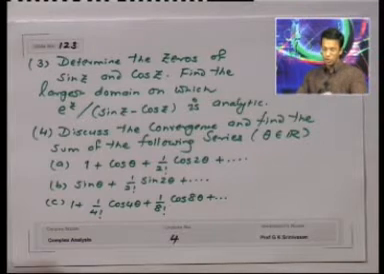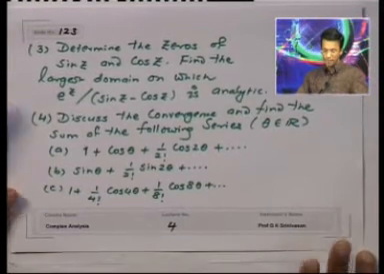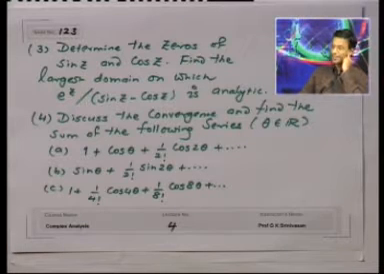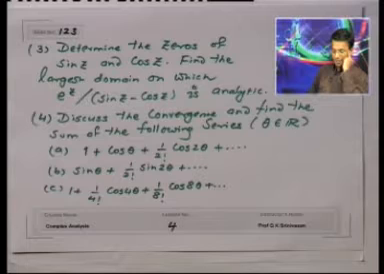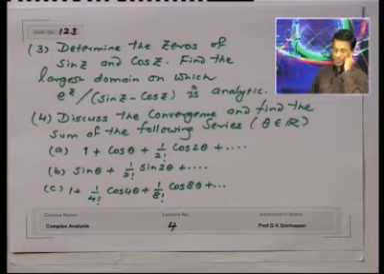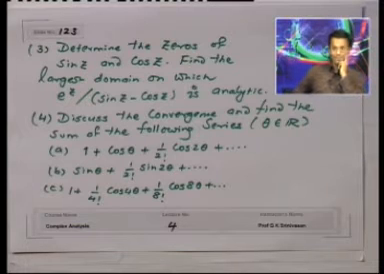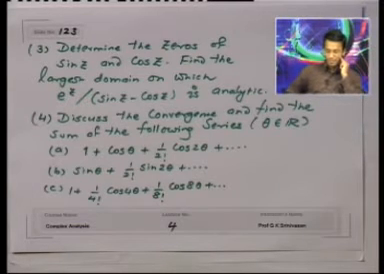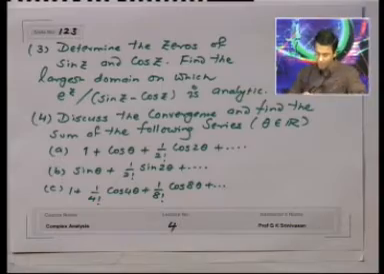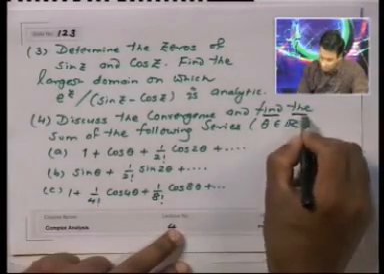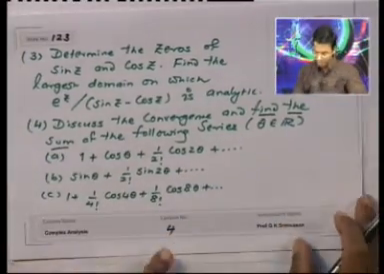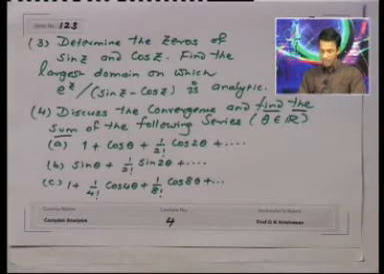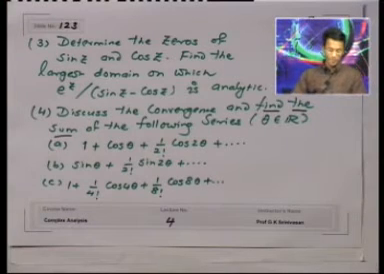Find the largest domain on which e to the power z upon sin z minus cos z is analytic. Then the next is to find the sum of certain series: 1 plus cos theta plus 1 over 2 factorial cos 2 theta plus etc. Find the sum of the series. Similarly, find the sum of the series sin theta plus 1 over 2 factorial sin 2 theta plus etc.